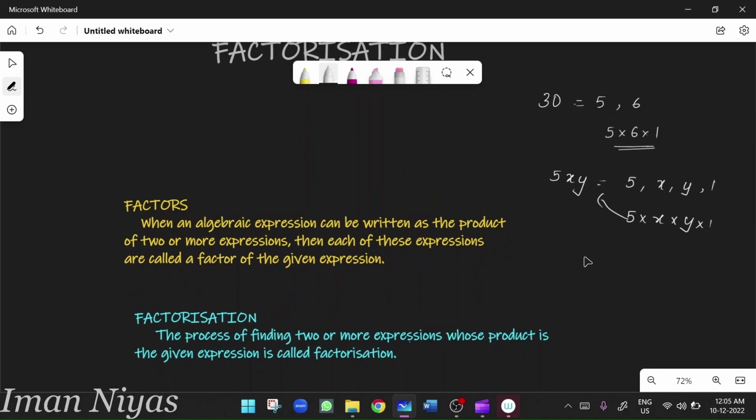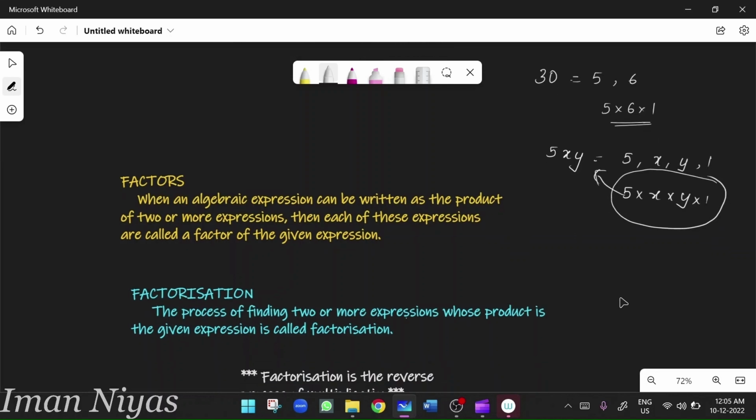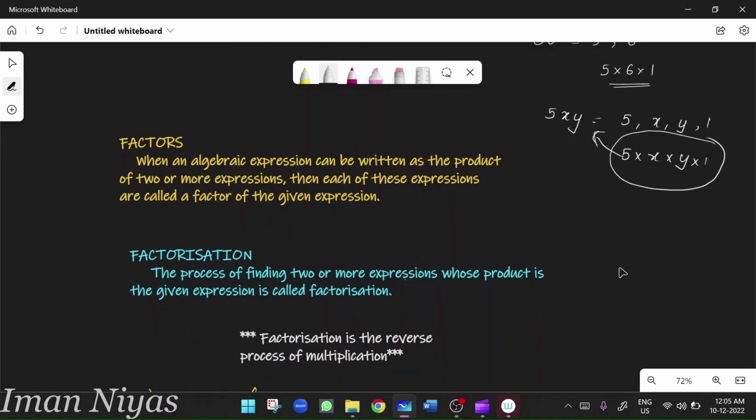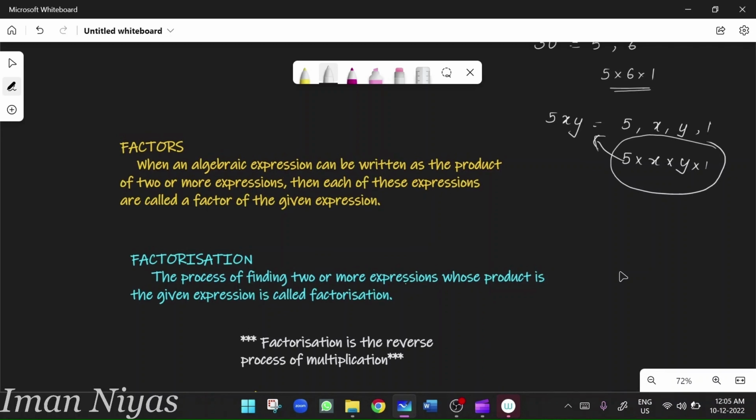Factorization: the process of finding two or more expressions whose product is a given expression is called factorization. So when we are getting an expression and we are writing it in factor form, when we multiply these factors together, you will get back the expression. So in fact, we can conclude that factorization is the reverse process of multiplication.